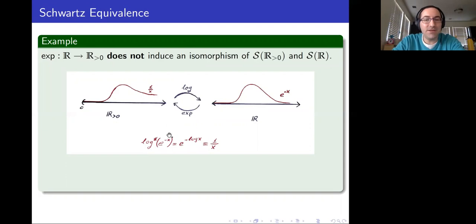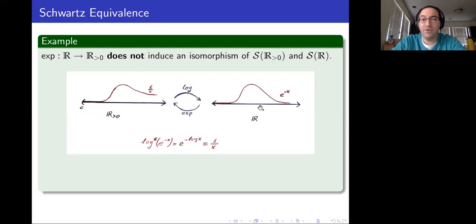Okay. So we first apply the logarithm function, right? So we want a function on the positive ray. So we first apply the logarithm function and then apply this e to the minus x behavior at infinity. So we get a function that decays at infinity like 1 over x, right? And a function that decays like 1 over x is not Schwartz, right? Even if we just multiply it by the polynomial x or x squared, it's not bounded, right? So this is a non-example.